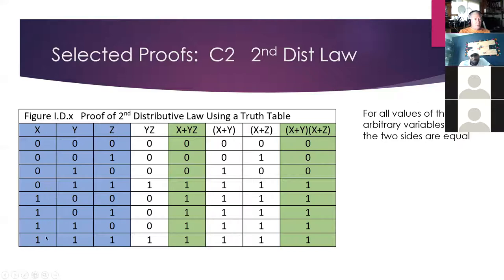And then for the next four, X is one, so it doesn't matter what YZ is, it's one. So you have zero, zero, zero, one, one, one, one, one. And here you have this quantity ANDed with this quantity. So zero ANDed with zero, zero, zero ANDed with one is zero. One ANDed with zero is zero, but one ANDed with one all the way down is one. And you wind up with zero, zero, zero, one, one, one, one, one. And you wind up here with the same thing. So it proves this identity. It proves that X plus YZ equals X plus Y quantity times the quantity X plus Z.